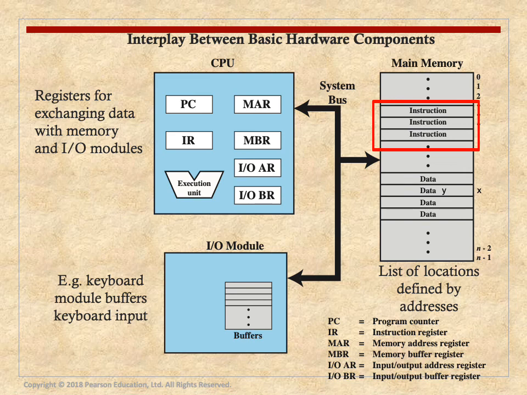Now we have a detailed look at the input-output module. In a computer system, there will be one input-output module for each external device. So one for a keyboard, one for a mouse, and so on. An input-output module has an internal memory buffer, which is also characterized by a set of locations that are defined by addresses. For instance, a keyboard input will be first stored as data in the buffer of the corresponding input and output module. And then the CPU can access the data via the system bus.